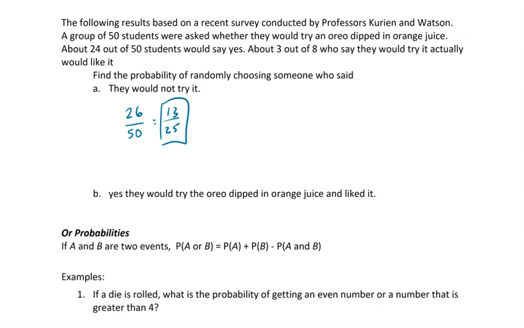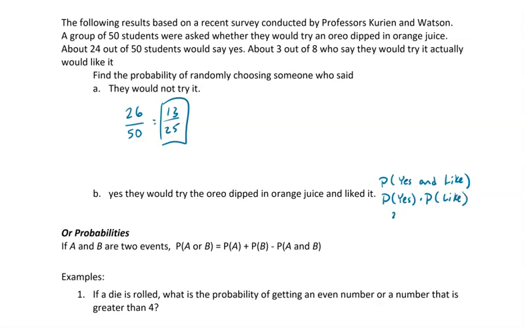For part B, that they said yes, they would try it, and that they liked it. So this is the probability of yes, they would try it, and that they would like it. So that's going to be the probability that they said yes times the probability that they liked it.